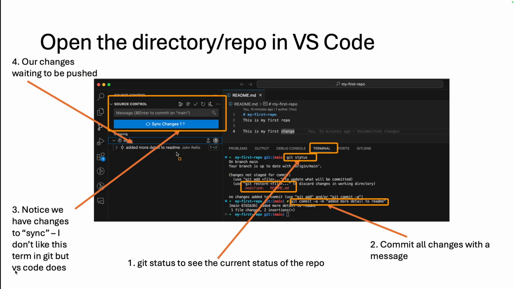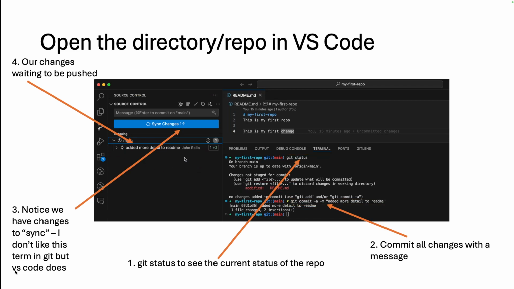And you can see now, number 4 here, that we have changes, added more detail to README after we've committed, ready to go out. So these are outgoing changes and they're ready to be pushed up to our repository.